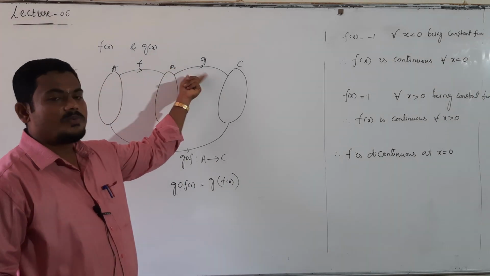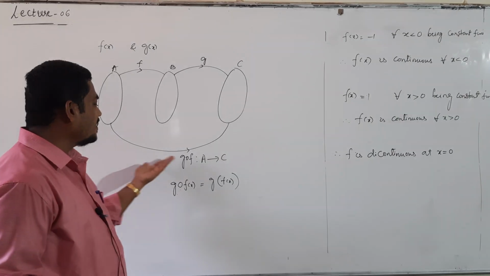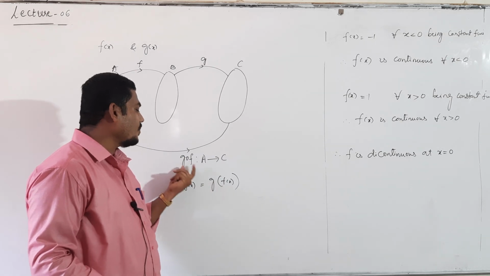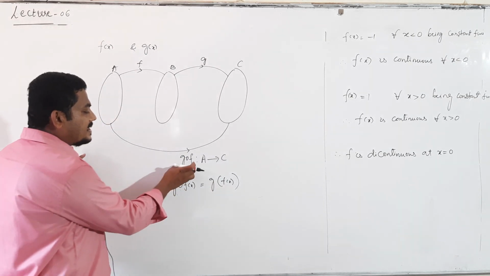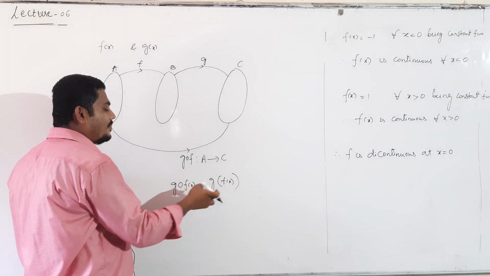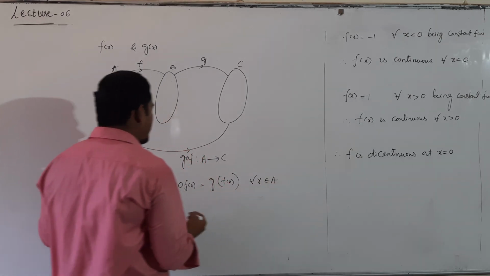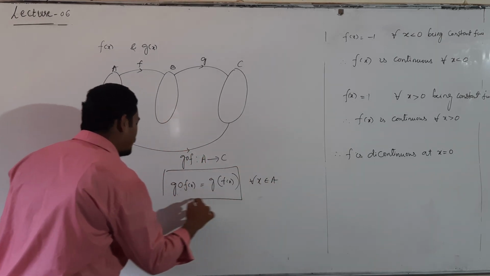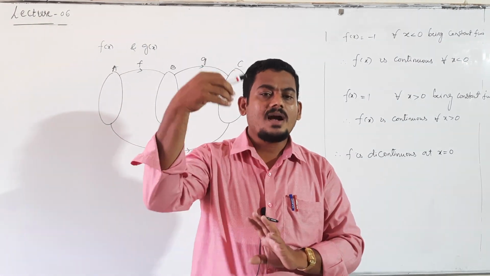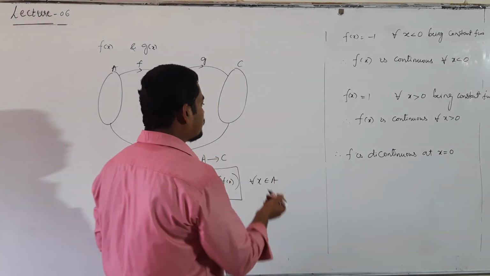Let f and g be two functions defined from a to b and b to c. Then there exists a function from a to c, and that function is known as the composition of f and g. G circle f is the composition of f and g. G circle f of x is g of f of x for all x belonging to the first set. This is the definition of composition of functions. Simply remember, composition means mixing, or composition means a function inside one more function.